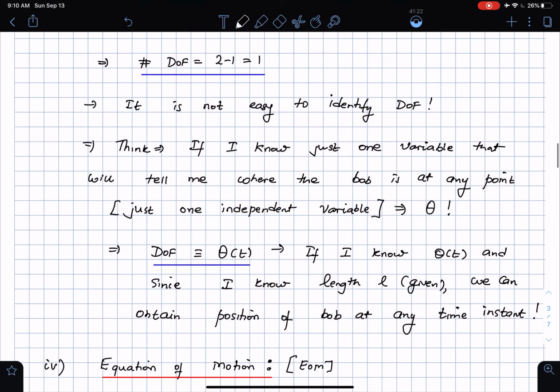It is not easy to identify the degree of freedom. But then we think, how do I find out the degree of freedom here? I need only one independent variable. The key word is one independent variable, which will tell me the position of the entire pendulum bob at any point in time. This is going to be theta as a function of time. So the degree of freedom is theta of t. If I know theta of t, then I know where the bob is at any point in time, because I know what its length is.